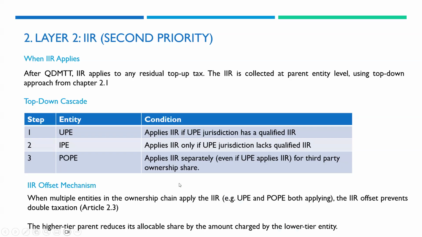Okay. Now this is basically the IIR offset mechanism. Nothing but if the UPE and POPE are both applying, then the IIR offset prevents double taxation. These are all things that we went through. And always while taking the offset, please understand the higher tier parent reduces its allocable share by the amount charged by the lower tier entity. So it's always the higher tier entity which gives the offset, not the lower tier entity. This guy will pay, this guy will offset.